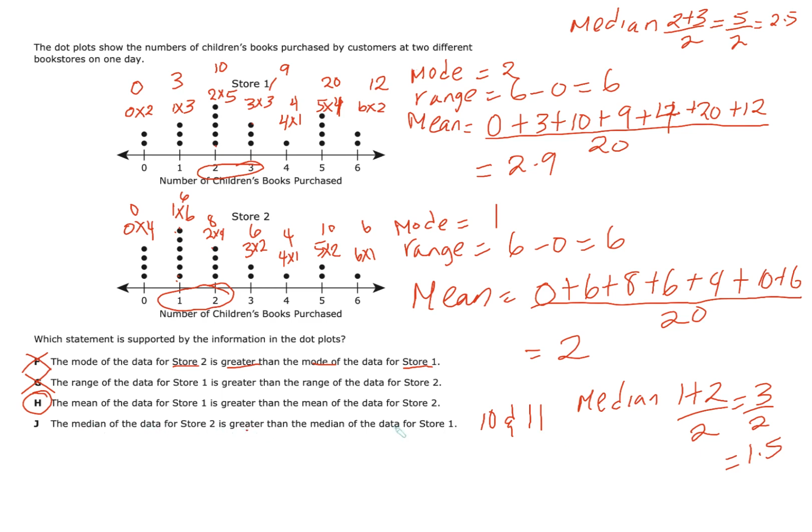And they said the median of the data for store 2 is greater. Now that is false because it is less. So we didn't need to find the median, but I just wanted to go through to show you that. We found our answer by really just going through the statements and looking to see which one was actually true. I hope this has been helpful.